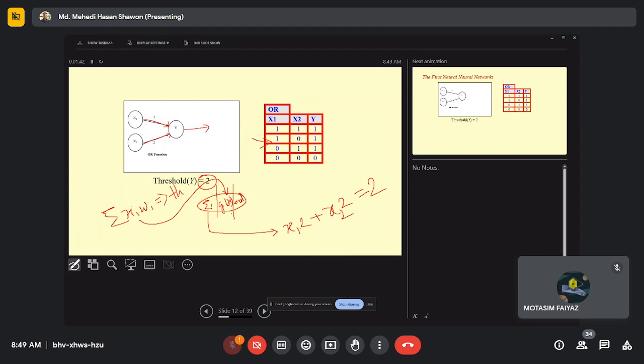If it meets the threshold, then your output will ignite, or that means it will fire a signal as a 1. If it doesn't match the requirement, it will fire 0. I mean, nothing. Do you understand now?